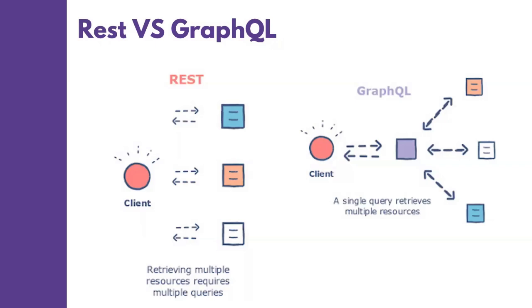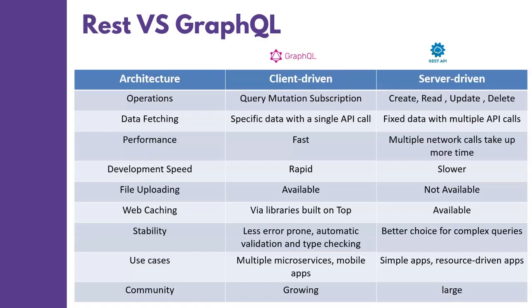Let me give you more differences between GraphQL and REST API. I hope this table will help you to understand the difference. It will make the difference between GraphQL and the REST API clear in terms of architecture, operations, stability, use cases, and many more. As an architecture, GraphQL is a client-driven architecture, and REST API is a server-driven architecture. Operations in GraphQL are query, mutations, and subscriptions, whereas in REST API we use read, create, update, delete.